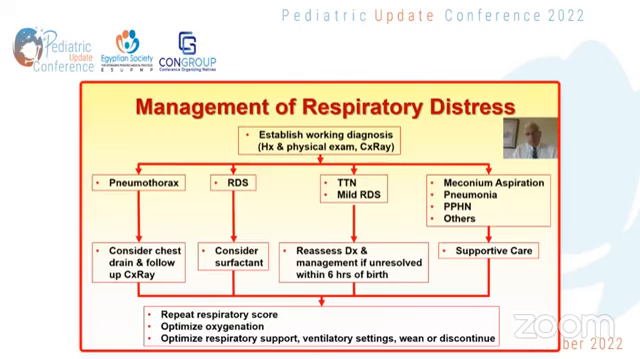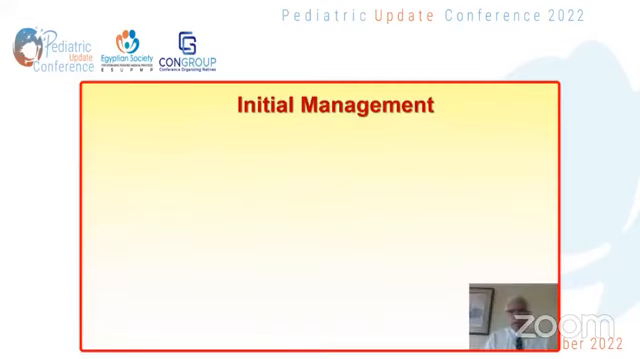In any case, always follow up your treatment with a respiratory score to see if it's changing. Always try to optimize oxygenation, try to keep the sats between 90 and 95, and always optimize respiratory support, doing a follow-up blood gas to look at the bicarb and the CO2 to see if there's any respiratory or metabolic acidosis associated with the distress, and try to adjust your ventilatory settings and wean or increase the support accordingly.